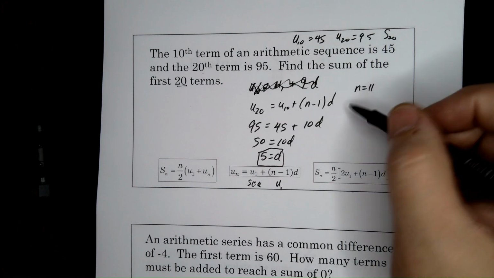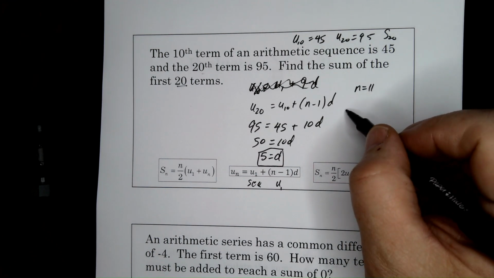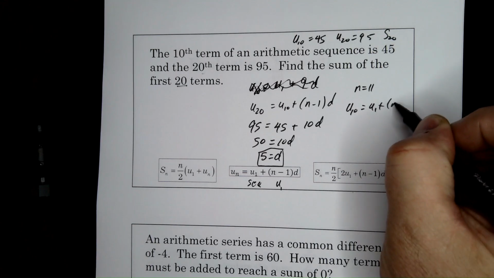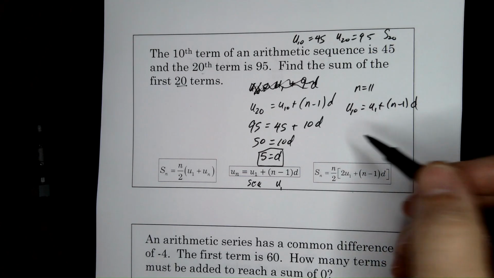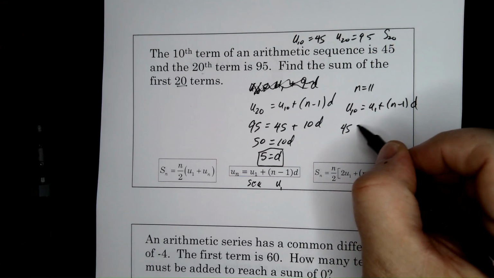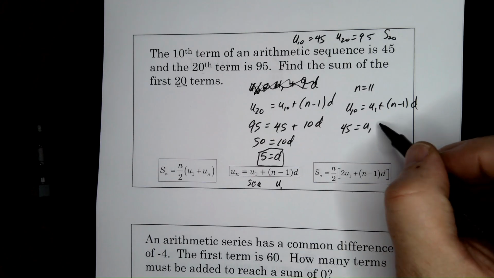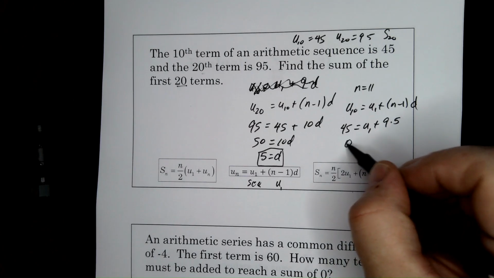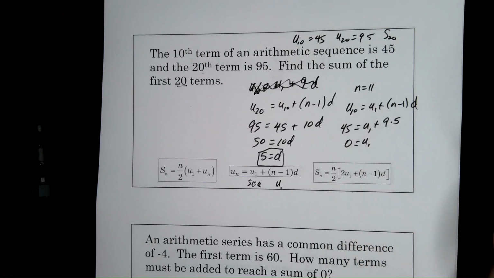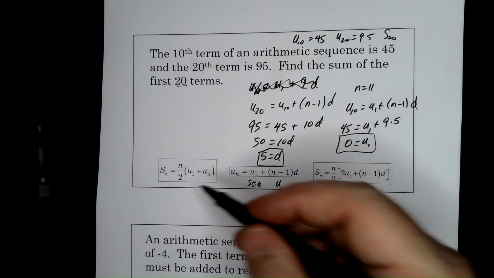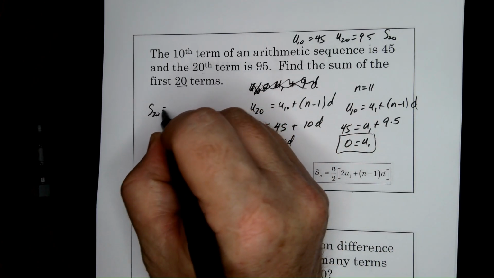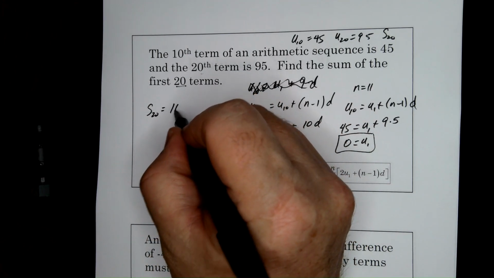Okay, so now we can do what I was going to try right there. We're going to do U10 equals U1 plus n minus 1 times d, right? So 45 equals U1 plus, let's see, it's 10, so 10 minus 1 is 9 times 5. So 0 is U1, because this is 45, subtract it, right? So now we can use this formula. We have to do S20. So S20 is going to be equal to 20 over 2, which is 10.